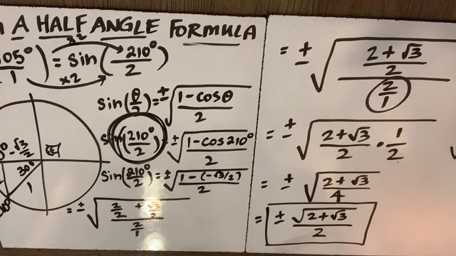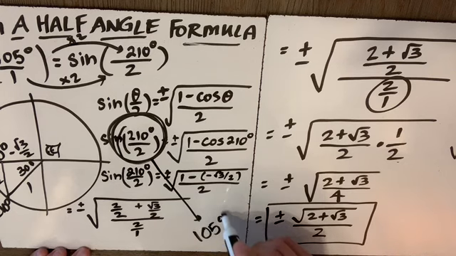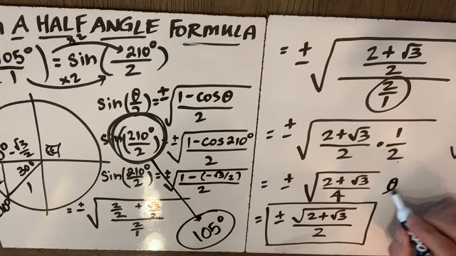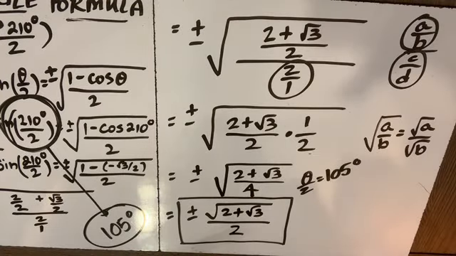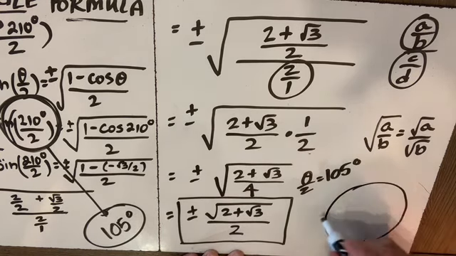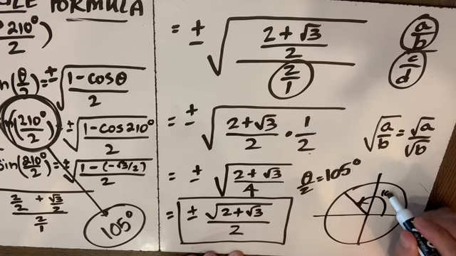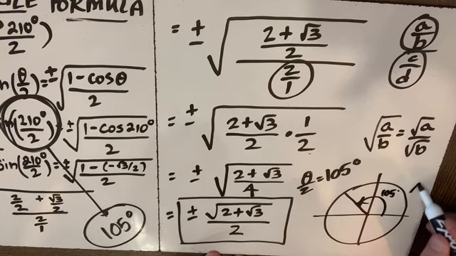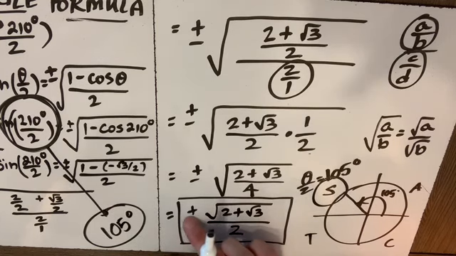210 over 2 is theta over 2. Well, that simplifies to 105 degrees. That is theta over 2. So we have identified theta over 2 as 105 degrees. Well, it's as simple as this. If you draw 105 degrees, here is 105. And of course, A, S, T, C. We were asked to find the sine. This is a second quadrant angle. What's the sign of the sine in the second quadrant? It's positive. It's that easy.